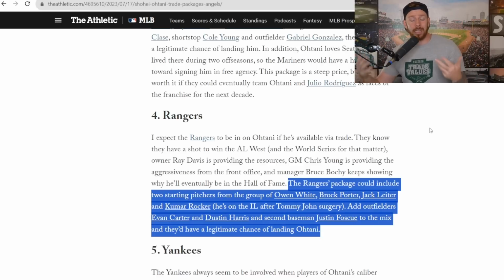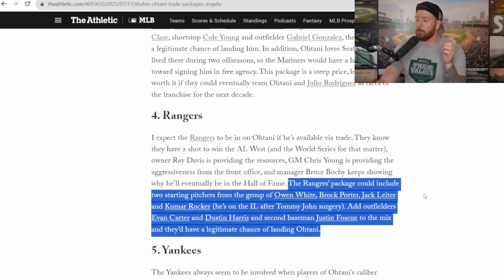I do expect them to be busy at the deadline, but I don't see them doing something like this, dishing out top prospects after you've been rebuilding it. Now, the Rangers, yes, they want to be a good team, but they want to be a sustained winner. So I don't see them doing something like this. Who knows? Maybe they do. Let's say they are aggressive and they want to go for it. Here is the package that he does suggest. And once again, Jim, you're losing me.